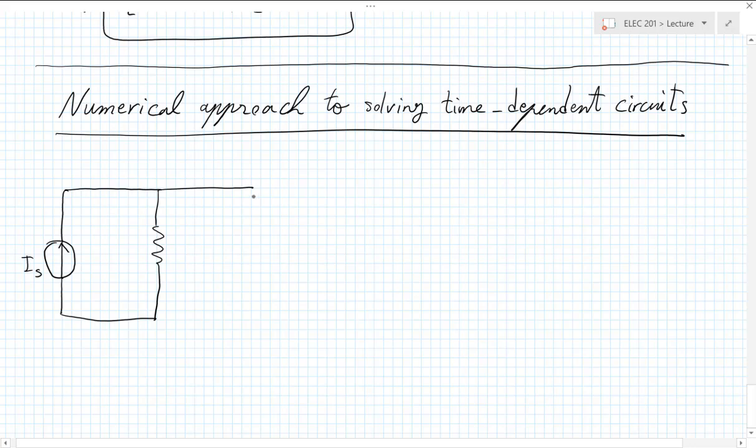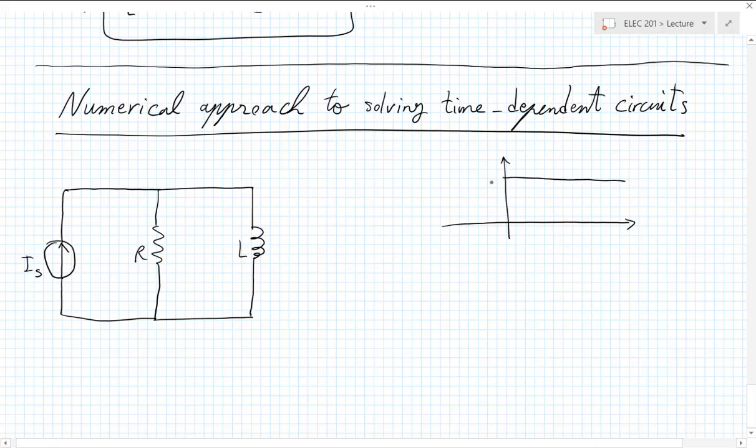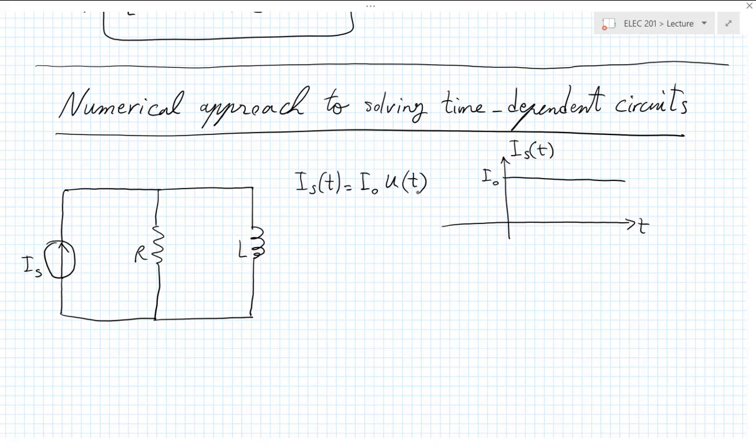The same R and L. And assume that IS is a step function. So IS of t is I naught times a unit step function. And in this case, the unit step function starts at 0. In the previous example, it started at 1 second. Doesn't matter. That would have been a shifted step function.